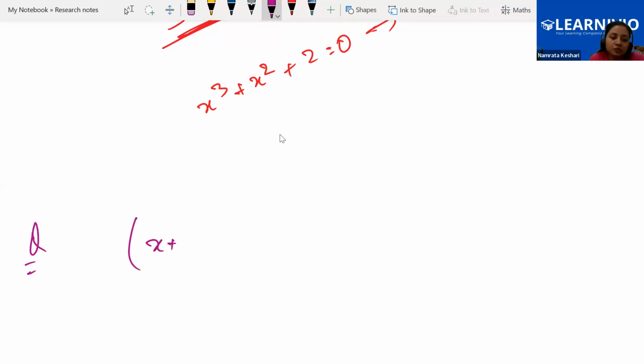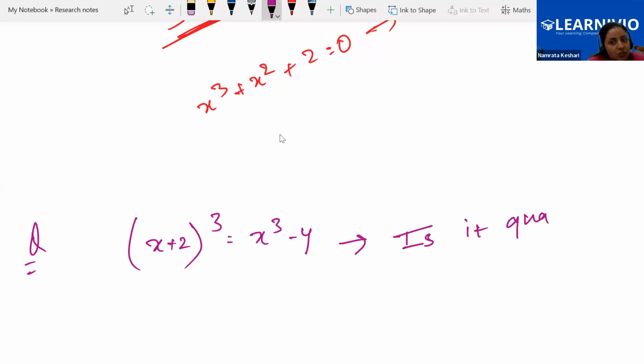x plus 2 whole cube is equal to x cube minus 4. Check whether it's a quadratic equation or not, because now you are clear with the concept of when to call it quadratic and when not. When it is cubic or linear, it doesn't matter, we don't have to name it. Here we will completely focus on quadratic equations. Now again the question is the same. Is it a quadratic equation? How will we check it? Just by observing the equation? No. We will be doing the simplification.